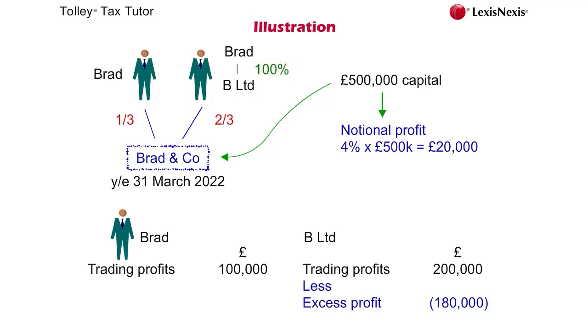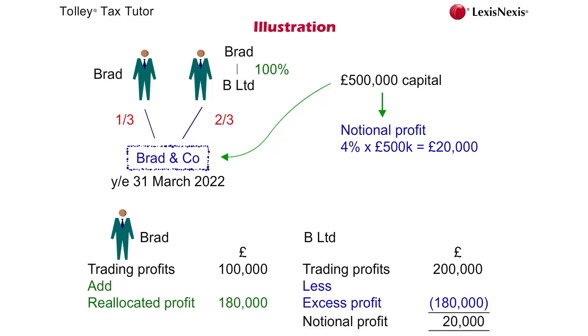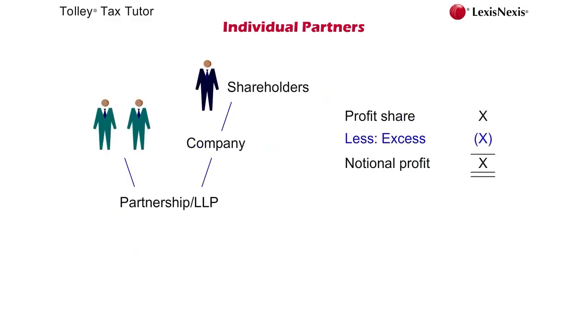As a result, the excess profit of £180,000, being the £200,000 allocated to B Limited, less its entitlement to notional profit of £20,000, will be reallocated from B Limited to Brad for tax purposes. This leaves B Limited with a profit share of £20,000, which equals the notional profit figure we calculated, and Brad with a taxable profit share of £280,000.